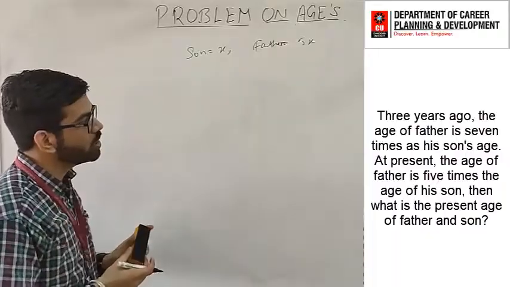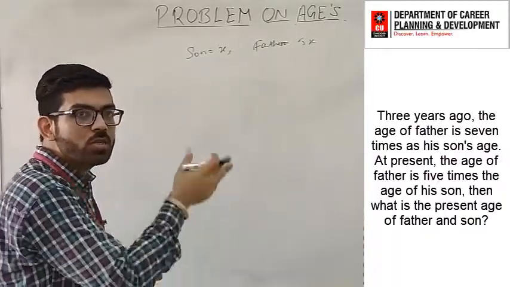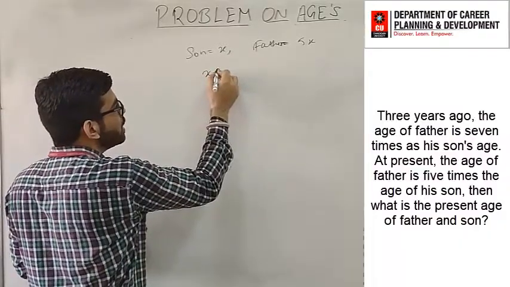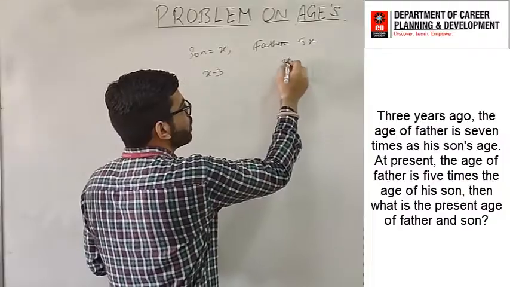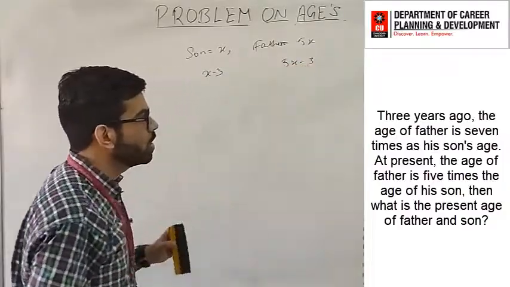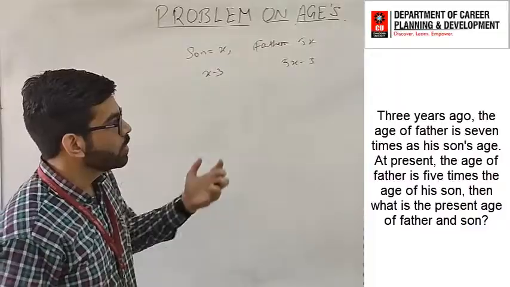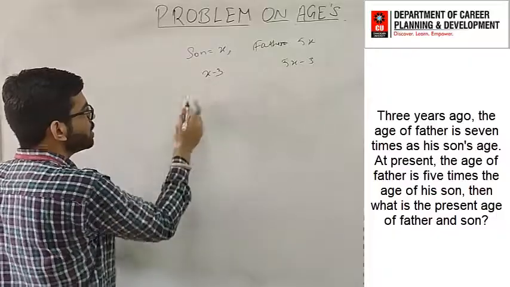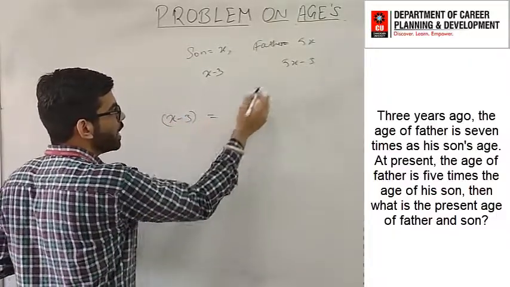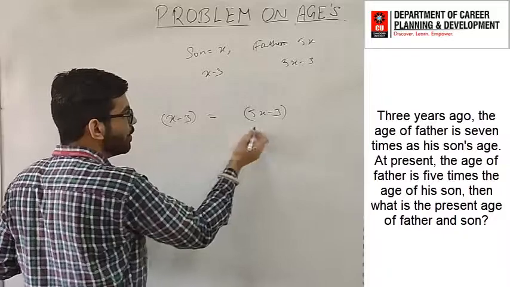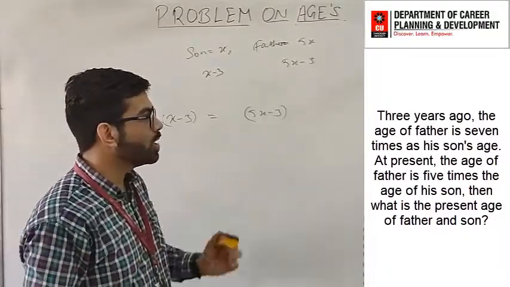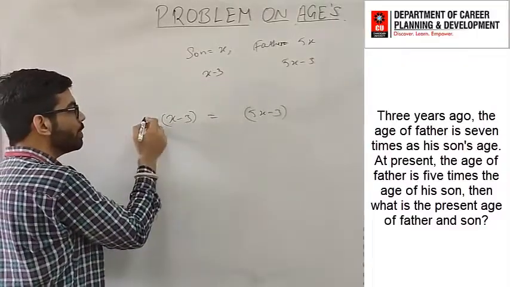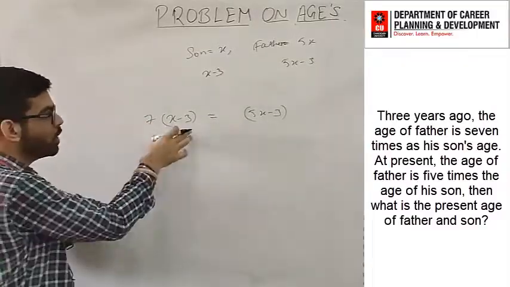Let's move to another part of the question. It is talking about 3 years ago. So 3 years ago, subtract 3 from each number. So 3 years ago the son's age will be x minus 3 and the father's age will be 5x minus 3. The question is that 3 years ago the father's age was 7 times his son's age. So the son's age is x minus 3 and the father's age is 5x minus 3, and we have to equate the terms. Since the father is 7 times, we have to multiply the son's number by 7, then only we can equate these terms.